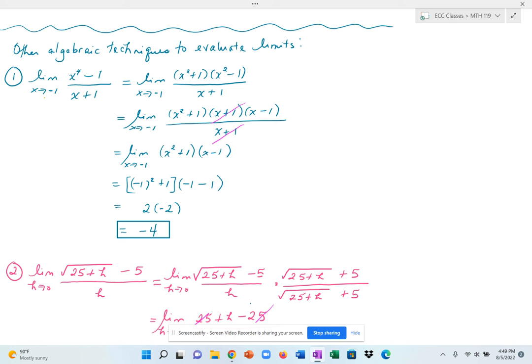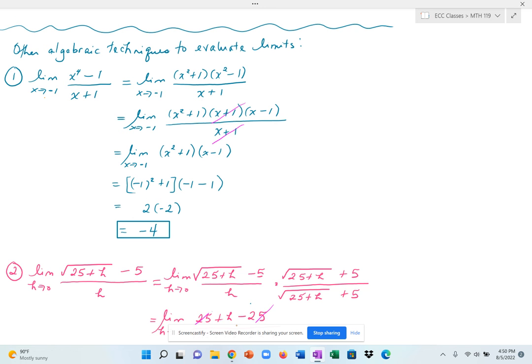Okay, next example, we have a radical. So I have the limit as h approaches 0 of the square root of 25 plus h minus 5 all over h. Again, I can't just plug in the 0 because I'll be dividing by 0, and we know that is undefined. So I'm going to use a technique that's typically taught in algebra, which is to simplify a radical expression where you have a numerator and a denominator. You can use the concept of conjugates.